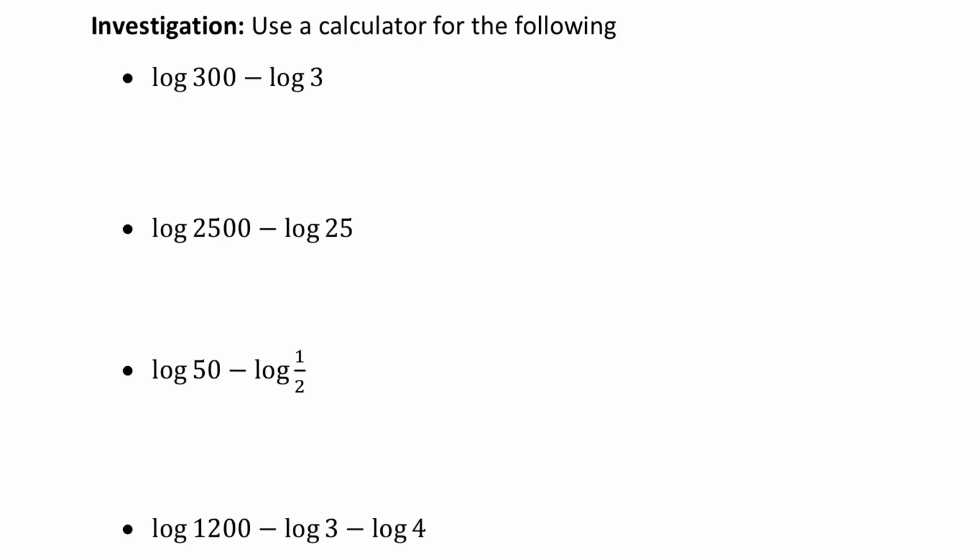Now, let's go ahead and investigate the same idea, but this time subtraction. So go ahead and try the following with a calculator and see what you come up with. Alright, so assuming you gave it a try, this one should give you 2. This one should also give you 2. This one will give you 2, and this one will also give you 2. Which is kind of silly. They're all giving you 2.